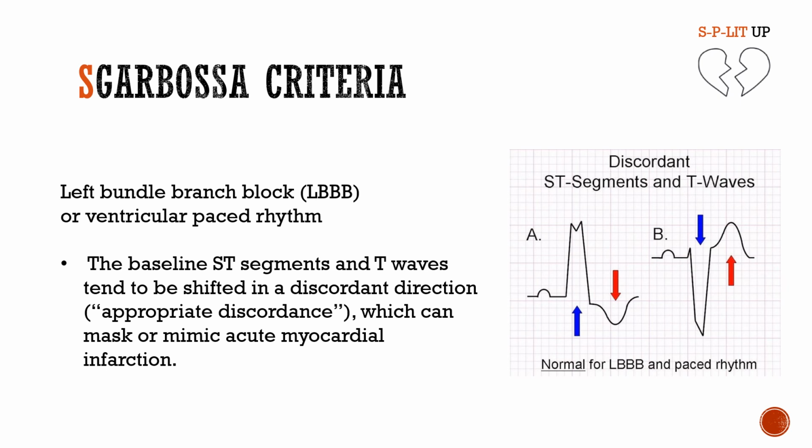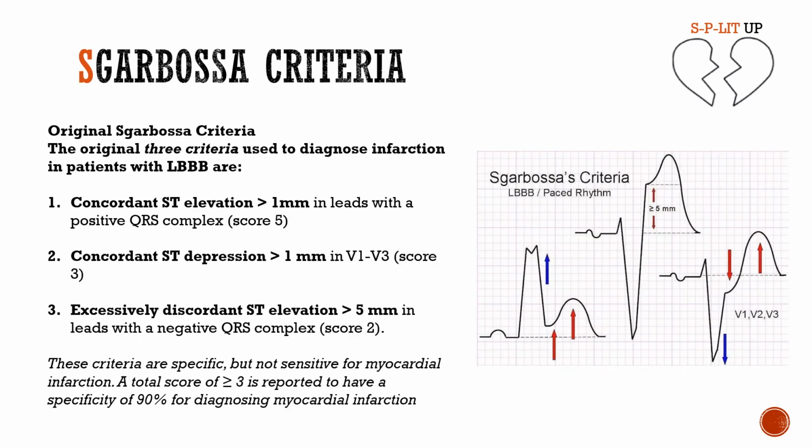Now, in cases of left bundle branch block and ventricularly paced rhythm, the baseline ST segments and T waves tend to be shifted in a discordant direction called appropriate discordance. This appropriate discordance can oftentimes mask or mimic acute MI, and for that reason, the Sgarbossa criteria was developed.